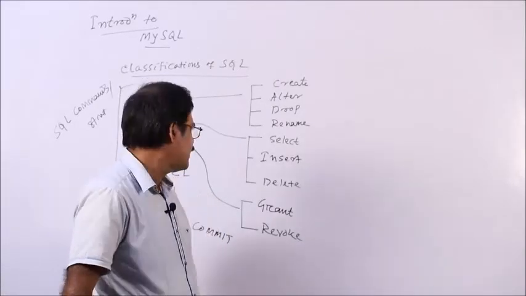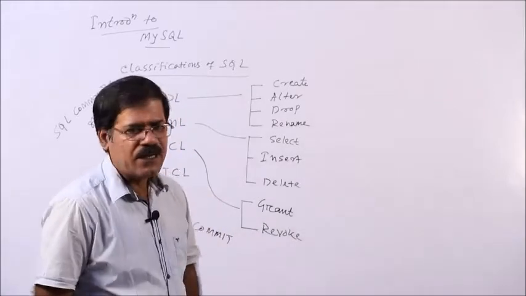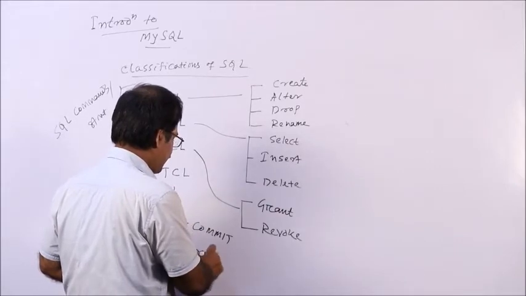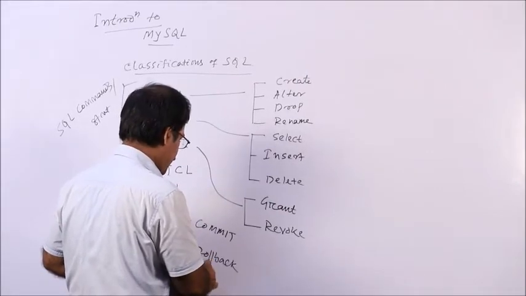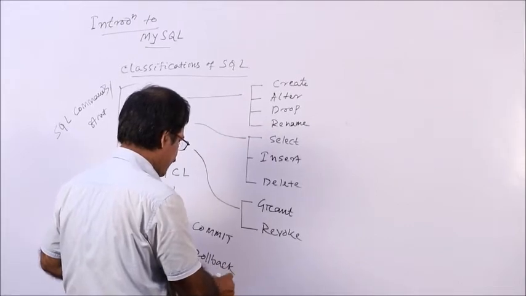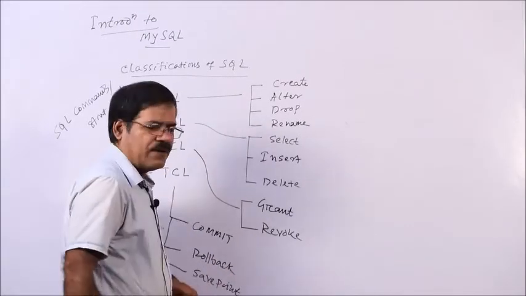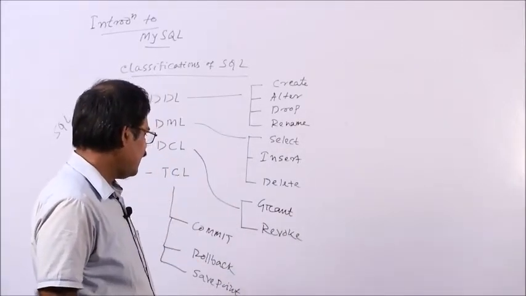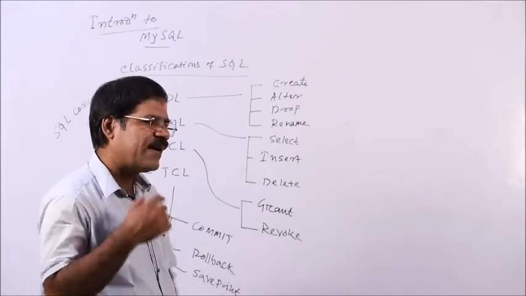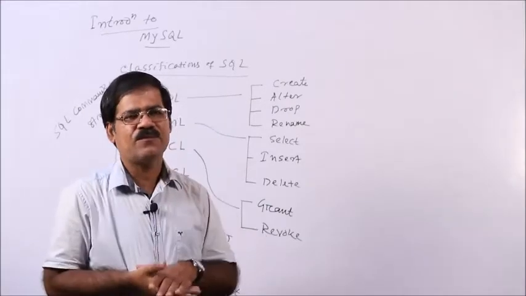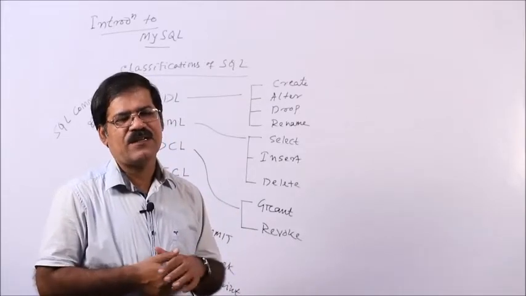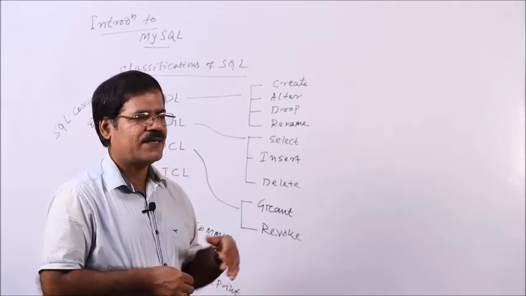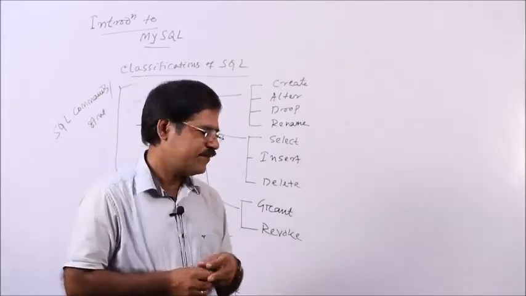The commit is a command that is used in TCL. Rollback is another, savepoint is another. So, there are different types of commands we are using for transaction control. Rollback means suppose there are 100 lines of code, 50 lines of code are already executed, and I want to go back to, let's say, the 20th line. So, the rollback command is used to go back to a particular statement.